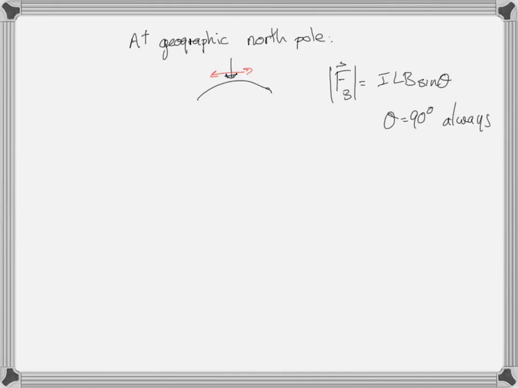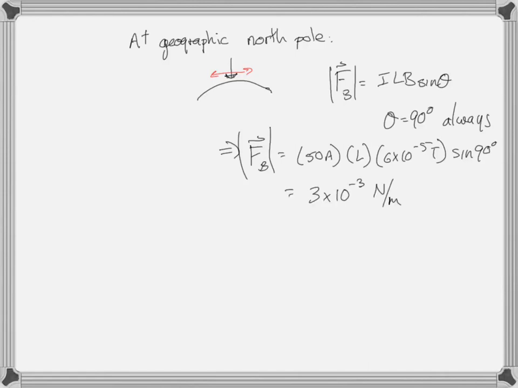So the magnitude of the force that you get at the North Pole is 50 amps times L times, now we've got 6 times 10 to the minus 5 Tesla times the sine of 90 degrees. We get 3 times 10 to the minus 3 newtons per meter. So the force is twice as large, 3 times 10 to the minus 3 newtons per meter, and that is not dependent on the orientation of the power line. Again, in the picture shown, the power line is the red going left or right or in or out, it's parallel to the ground, and the magnetic field is going down towards the ground.